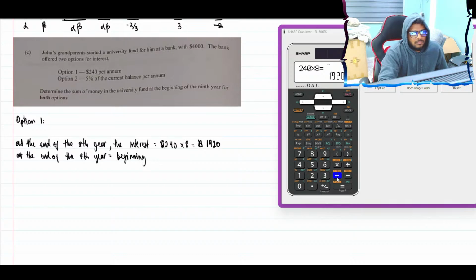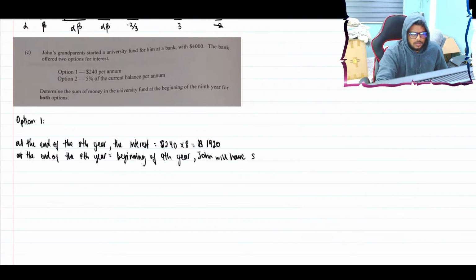We should have put this first. This statement should have gone first. John will have the 1920 plus his 4,000, 5920. 1920 plus the 4,000, 5920. This question can give you trouble.